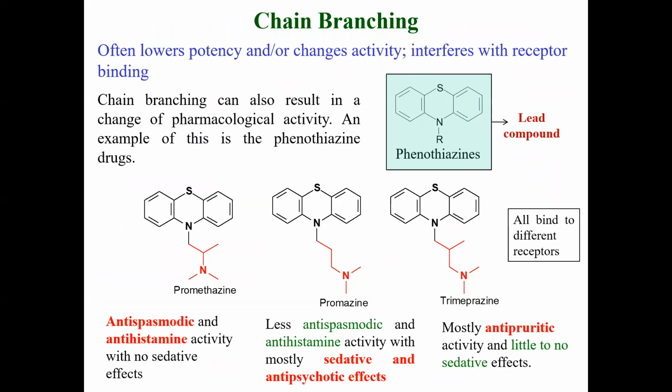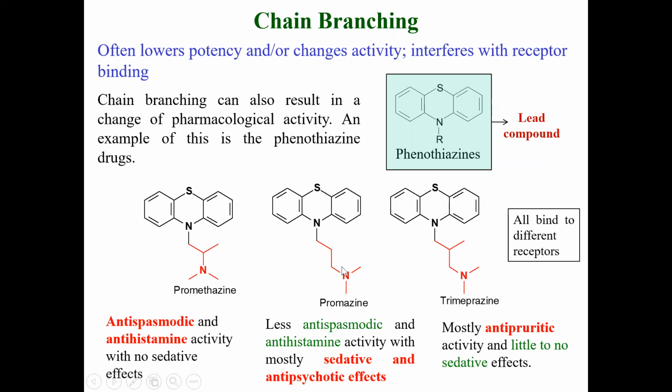Then very similar actually to homologation is chain branching. It is basically just a different way of doing homologation. Like for instance, if you look at this drug over here, promethazine, you can see there's a branched CH3 group, so that's chain branching.